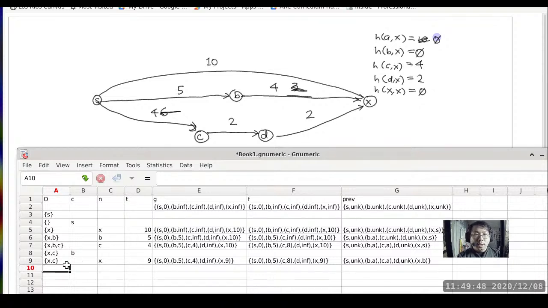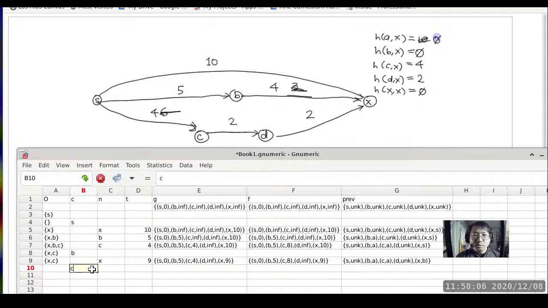So we get into the loop. When we get into the loop, we have to find the vertex that has the least f value. And currently, within the elements in the set O, the one that has the least f value is vertex C.